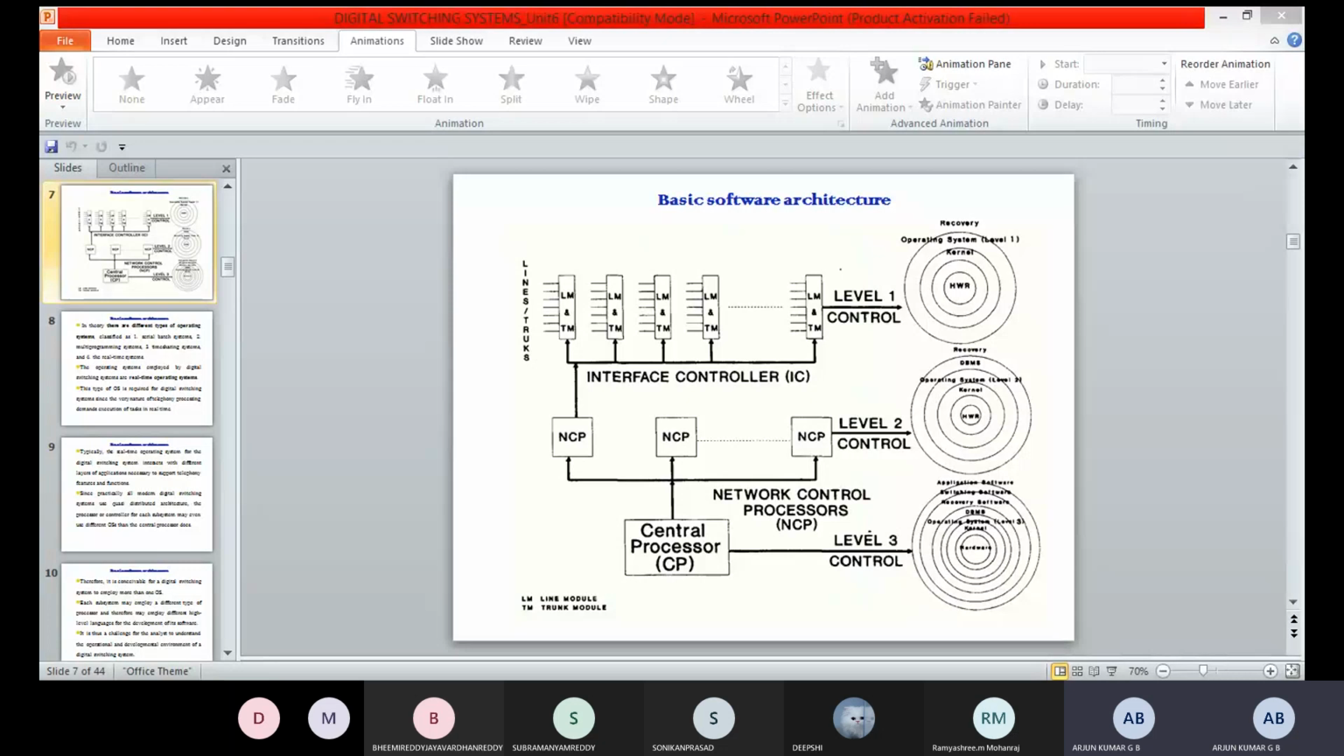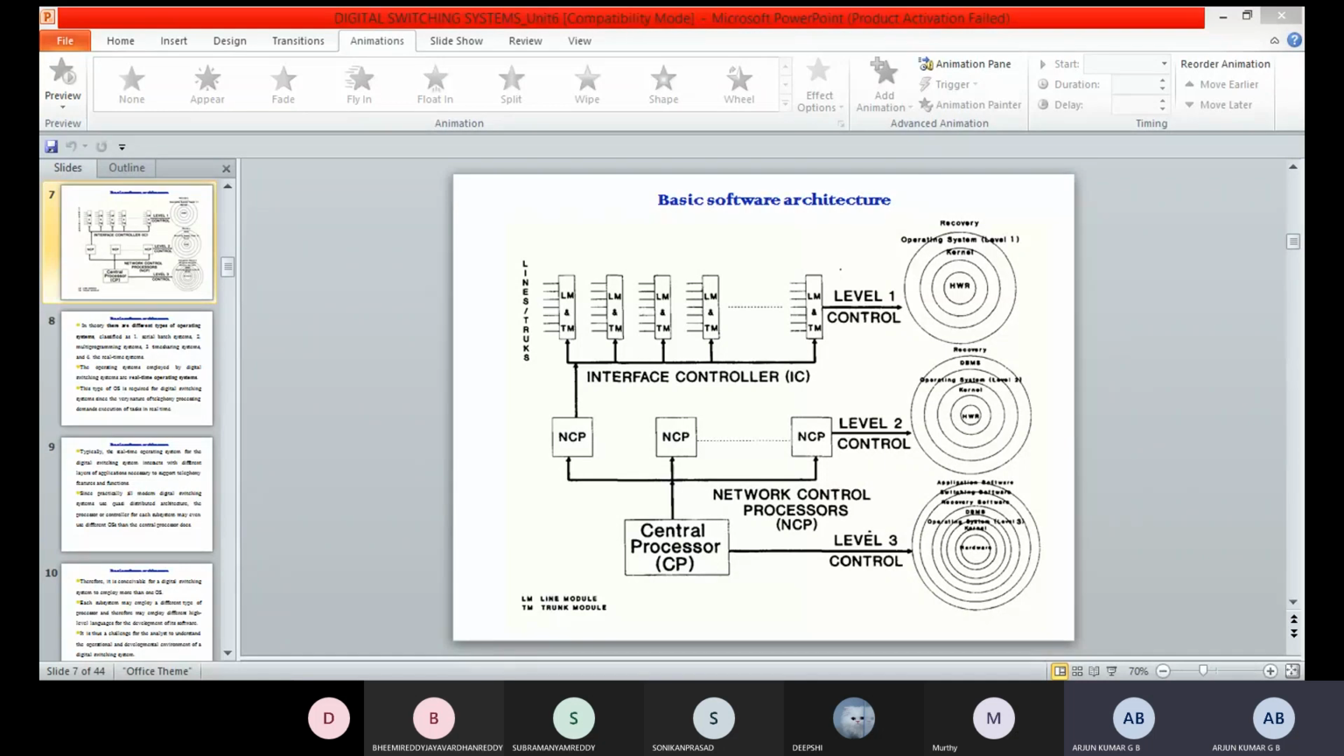That's why this level is also called the system recovery level. It is very important in order to avoid failures of the NCP, because if any failure appears in the NCP, it will impact the interfaces such as the line modules, trunk modules, and other peripherals. So system recovery mechanisms are adopted in this level of network, because we should avoid failures. Some auxiliary NCPs are installed in this level of control. If any one NCP stops working, another NCP will take care of the working process.